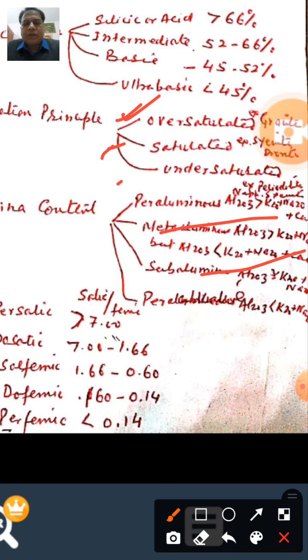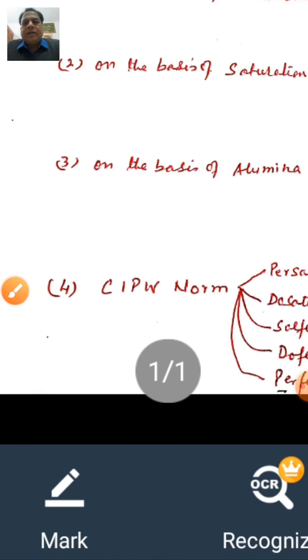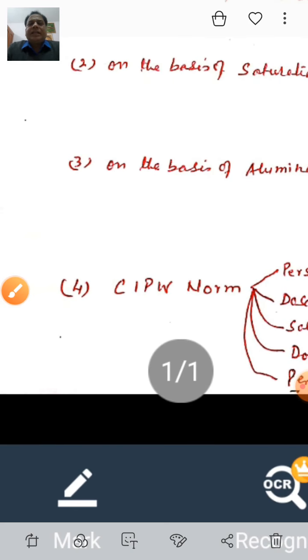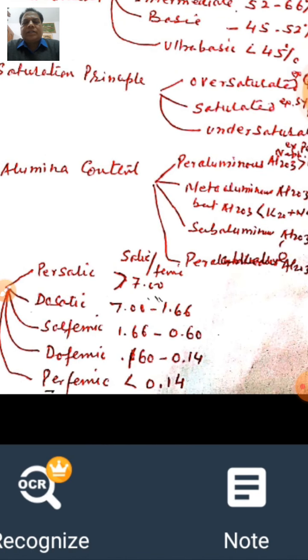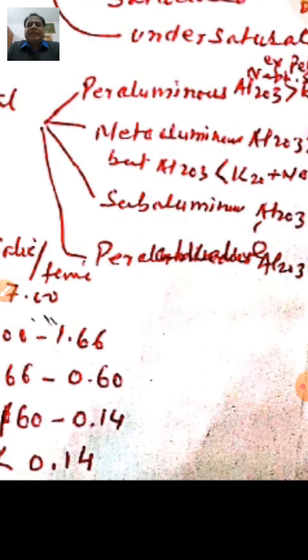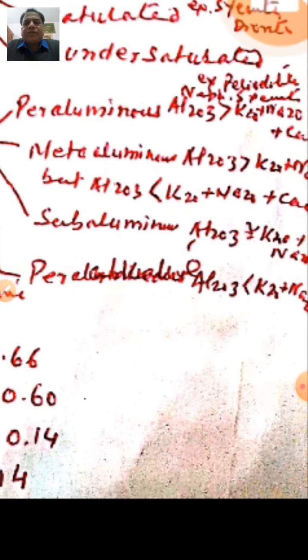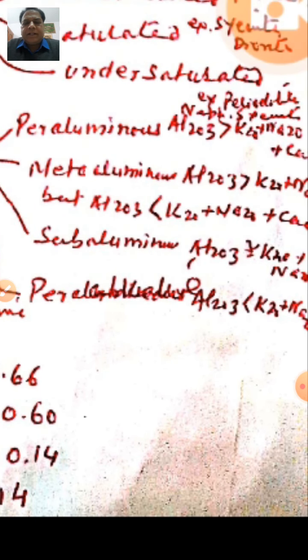Now the next is on the basis of alumina, because once you analyze igneous rocks, the most dominant oxide is SiO2. The next is alumina, Al2O3. Al2O3 is consumed or utilized in the formation of feldspars, so on that basis igneous rocks are classified into categories.